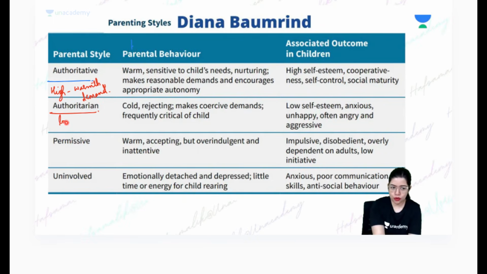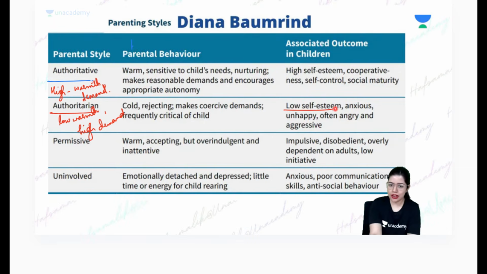Okay, so low warmth but high demand. आप मेरी हर एक बात मानो, but I will not listen to anything you say. Okay, मैंने कह दिया तो हो गया. No discussion, no deciding together, nothing, no stakeholdership of the child in their own life. बच्चे को अपने decisions नहीं बनाने को मिलते हैं. Child doesn't get to even express how they feel.